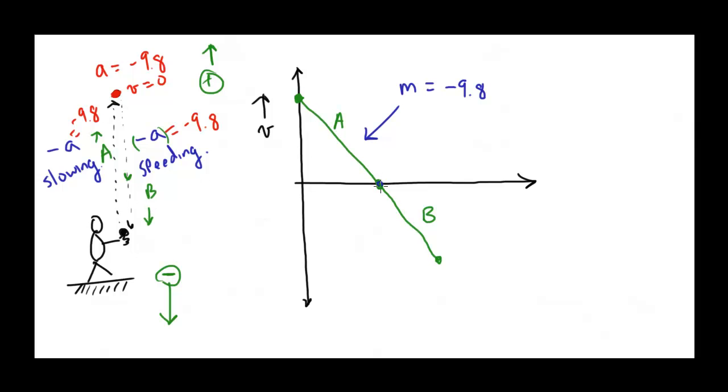Even here, this point right there corresponds to the top. This is when it leaves my hand, and this is when it returns to my hand. So it leaves my hand with a certain velocity. Let's say it's positive 10. If it's free fall, it's going to return to my hand with exactly the same speed, but opposite sign. So in this case, it would be negative 10. If it left my hand at positive 20, it would return to my hand at negative 20.